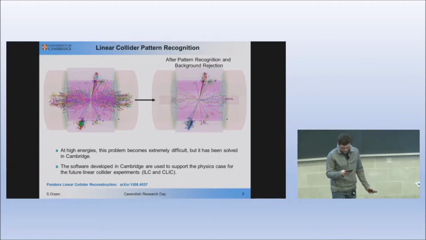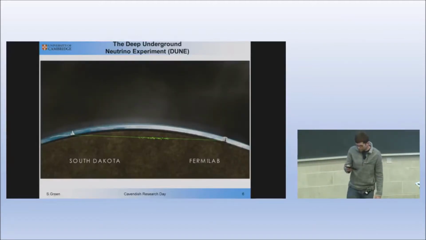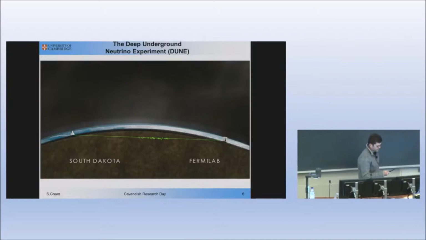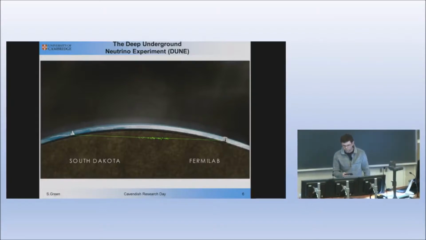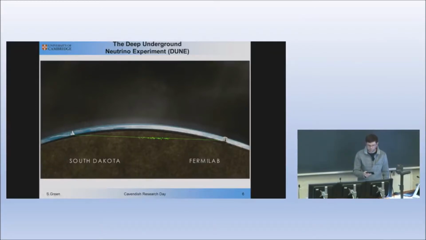Now, another challenging pattern recognition problem that the Cambridge HEP group is tackling is reconstruction at the Deep Underground Neutrino Experiment, DUNE. And as the name suggests, DUNE is a neutrino experiment. DUNE is the next large-scale global project in particle physics, and it has the potential to make groundbreaking discoveries in the area of neutrino physics and astroparticle physics. Here's a short video giving you an idea of the scale of DUNE, and hopefully it will work.